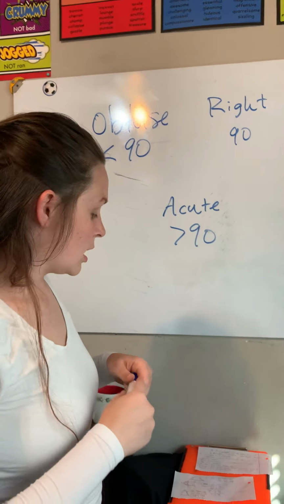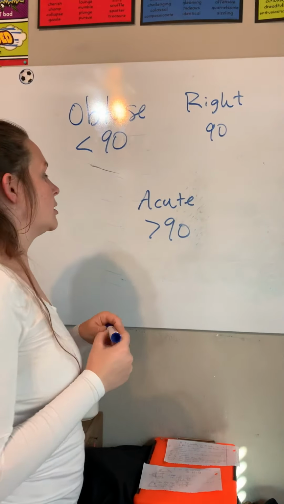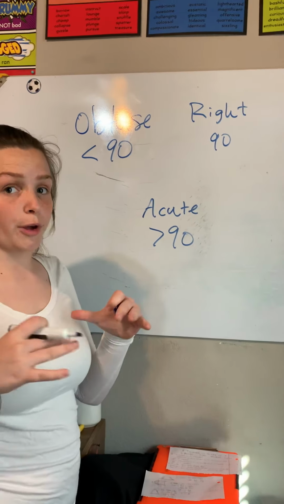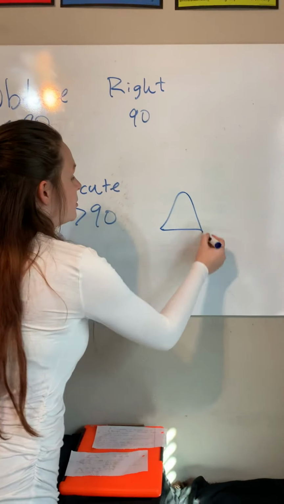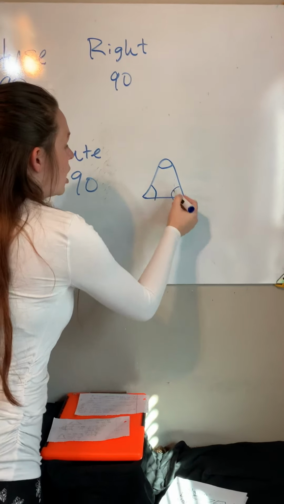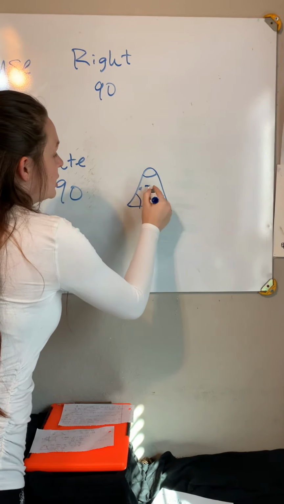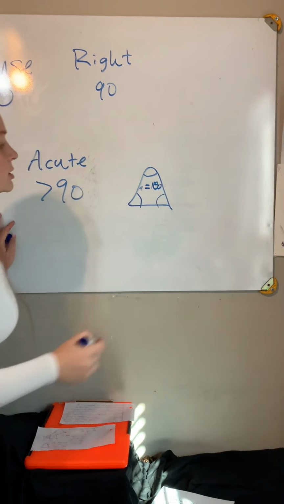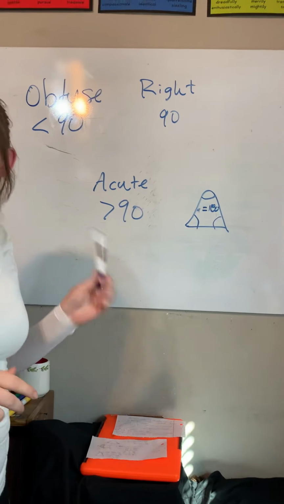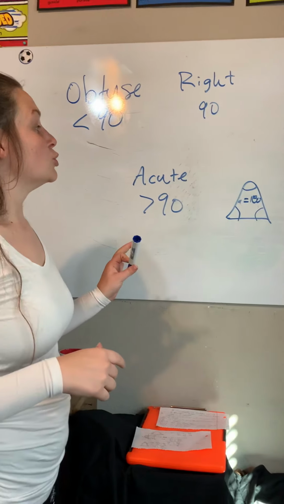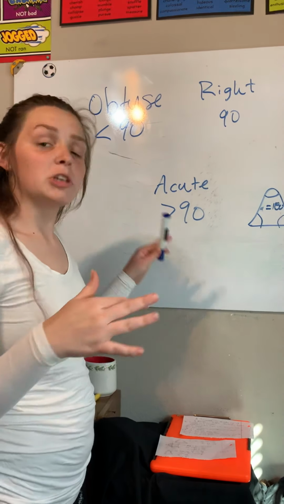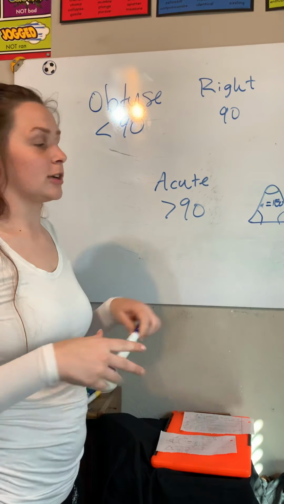Alright. And another fact is that all triangles' interior angles, meaning all of these angles, add up to equal 180. And so we're going to work on some problems to test our knowledge on how to find these angles.